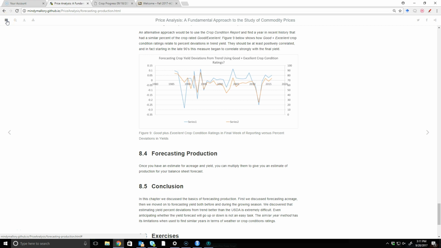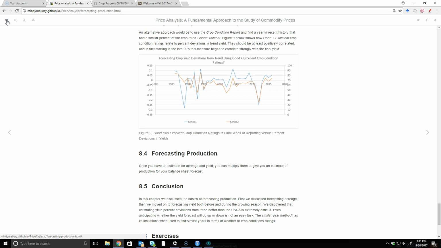We're continuing our discussion of Chapter 8 of Price Analysis, a fundamental approach to the study of commodity prices. In this chapter, we've been talking about how we can go about forecasting production at different times of the year. And most recently, we were talking about how we can forecast yield per harvested acre by examining deviations from trend yield in years that were similar to the one we're experiencing now, or the one that we want to forecast.